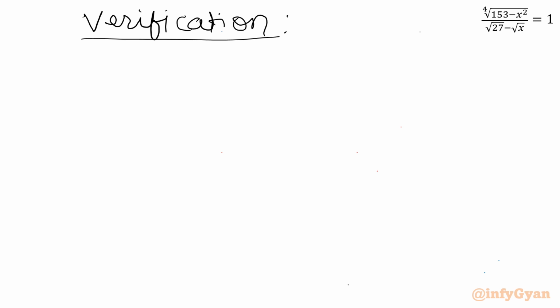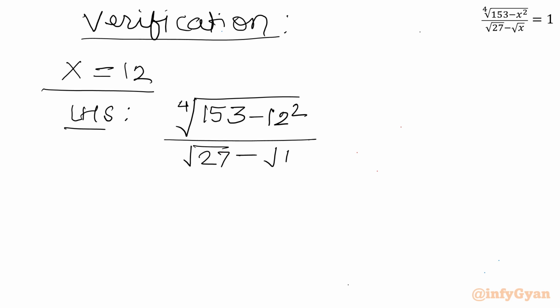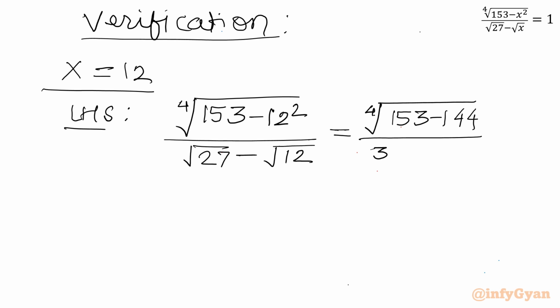Let's cross examine. So I will write here verification. x is equal to 12. So LHS I will be writing. It will be 4th root of 153 minus 12 square divided by square root 27 minus square root 12. Further I can write 4th root of 153 minus 144 divided by, root 27 is 3 root 3. Root 12 is 2 root 3. So in denominator it is only root 3.